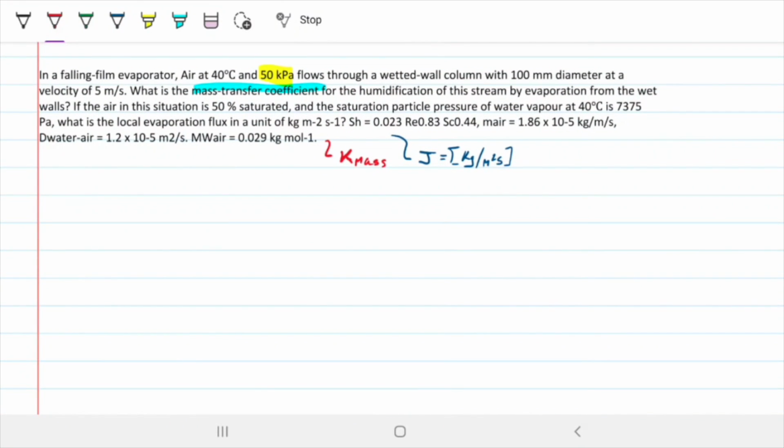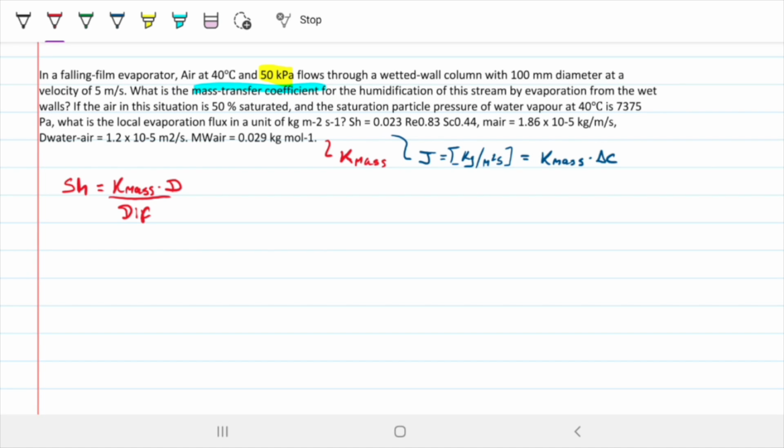What do we need to do? We need to find K and J. To find J is going to be straightforward. This is going to be the K that we find in the first part times the concentration, because that's the driving force for this mass change to take place. And to find K, we can relate K to Sherwood's. Sherwood equals K mass times characteristic length, which in this case is the diameter of the pipe, divided by the diffusion coefficient. So it's a matter of finding Sherwood. With Sherwood, we can find K.